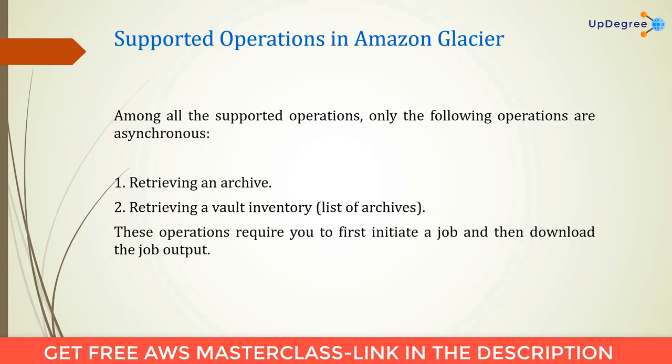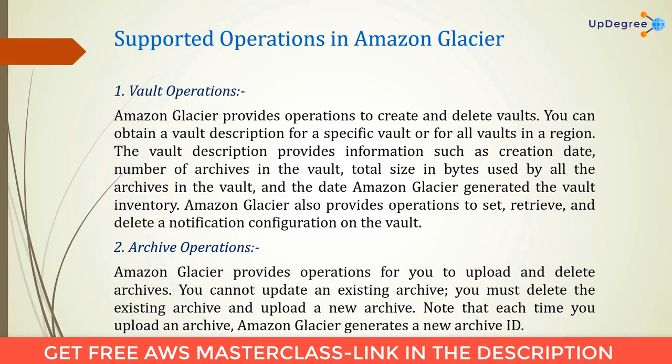First is retrieving an archive. Second is retrieving a vault inventory, that is a list of archives. These operations require you to first initiate a job and then download the job output. So first is vault operation. Amazon Glacier provides operations to create and delete vaults. You can obtain a vault description for a specific vault or for all vaults in a region.